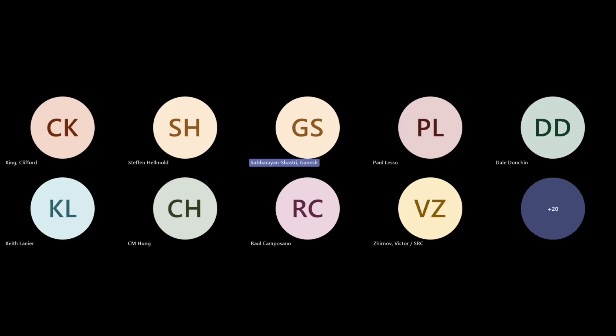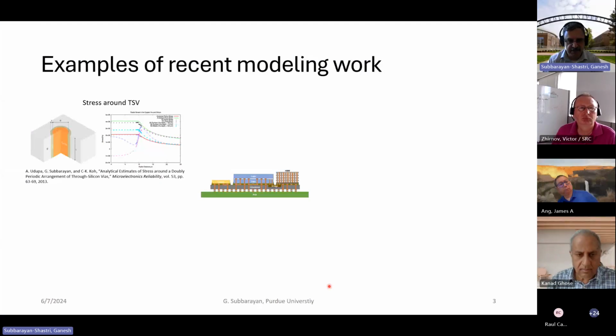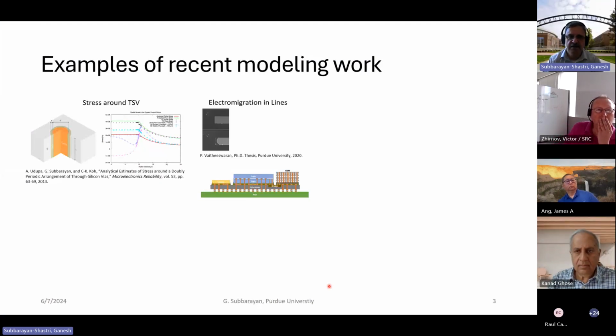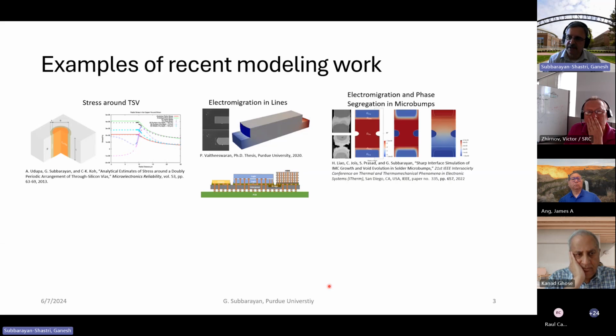These are some examples of recent modeling work that my students have done. Stress around TSV, analytically describing stress around TSV, doing electromigration experiments, developing geometry-based models for modeling those electromigration experiments. These models need to have surface diffusion, which is fairly challenging to include in any sort of model like this. And then other electromigration-driven failure mechanisms. This was sponsored by Intel and an SRC project, customization project.